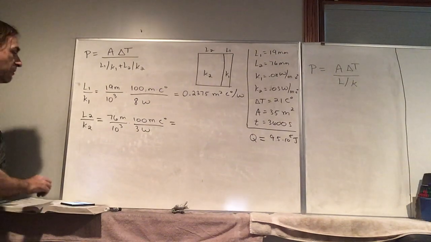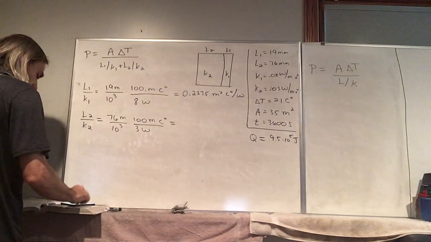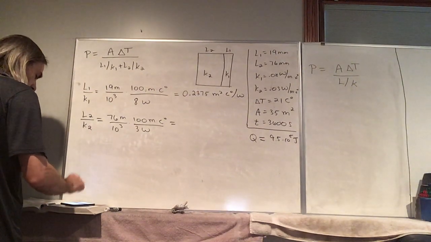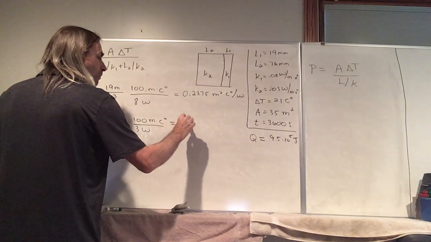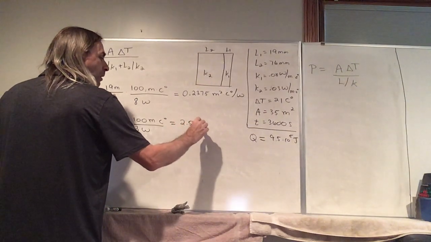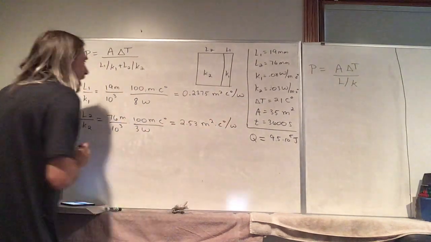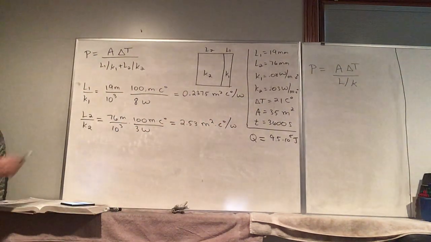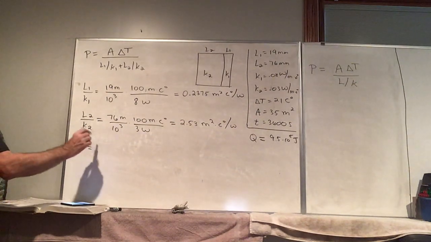So we're about 2.4, 2.5. Let's see, 76 divided by 30. 2.53. And then it's meters squared, Celsius degrees over watts. So the denominator, we just add these up. So anyways, let's look at the power.